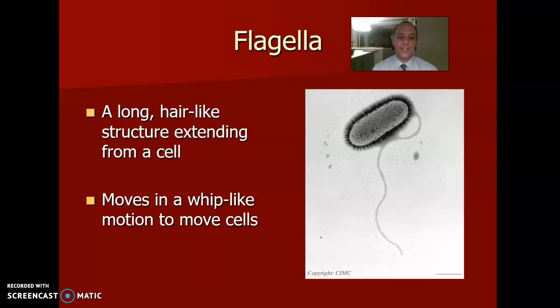It's a long hair-like structure extending from a cell. And if you look over here, you see this long whip-like tail. That's the flagella. It moves in whip-like motions to move cells. Actually, that's not 100% true. It has been proven and recently just discovered within the last 3 months that when sperm swim, sperm cells have flagellum, and when they swim, they do not swim like a paddle. It swims around in a circle like that. The flagella rotate. So it does help it move, but not always in a whip-like fashion.